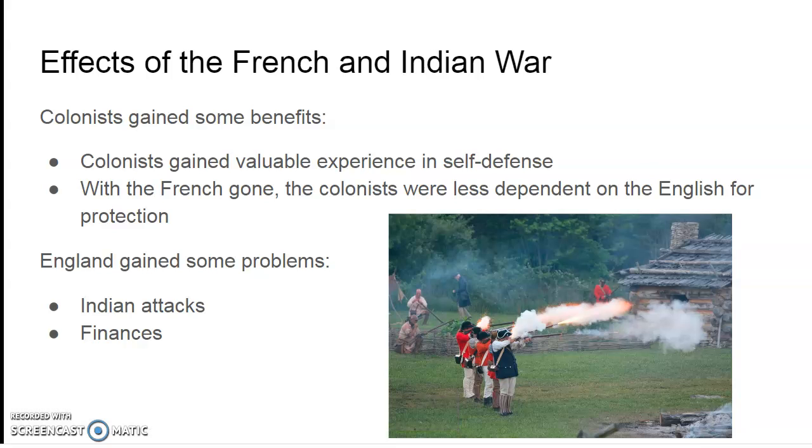Okay, so not only is there this growing tension between the colonists and Great Britain because Britain's starting to pass all these new laws and taxes, and the American colonists are starting to feel their liberty being slowly taken away from them, but there's also the effects of the French and Indian War, which we have to discuss and recognize that have a huge impact on the colonists as well as on England.